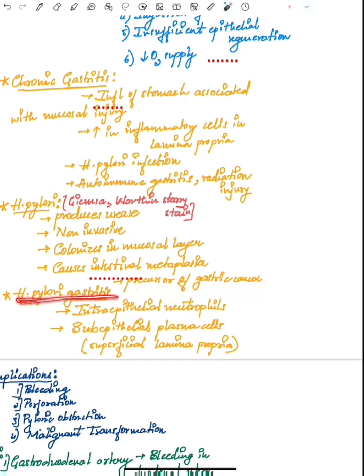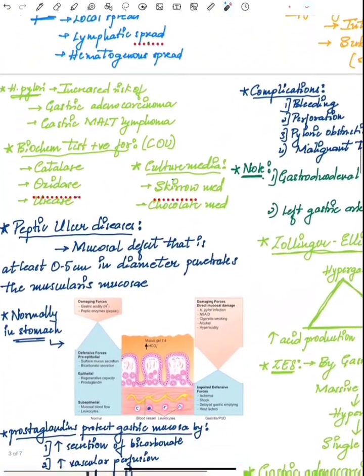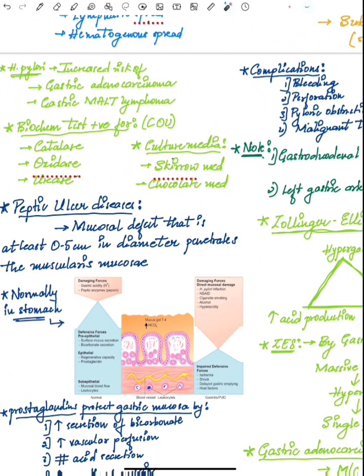H. pylori gastritis means the gastritis caused by H. pylori. It is intraepithelial. Neutrophils can be seen in this gastritis. In the subepithelial region, plasma cells and the superficial lamina propria can also be seen. H. pylori causes increased risk of gastric adenocarcinoma and gastric MALT lymphoma.